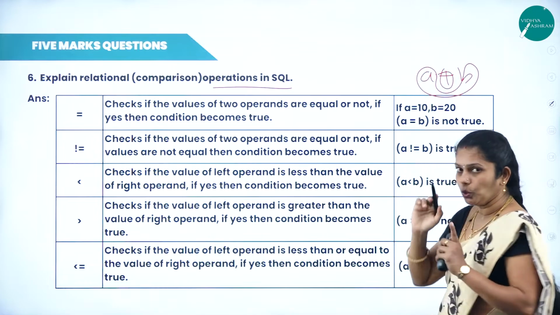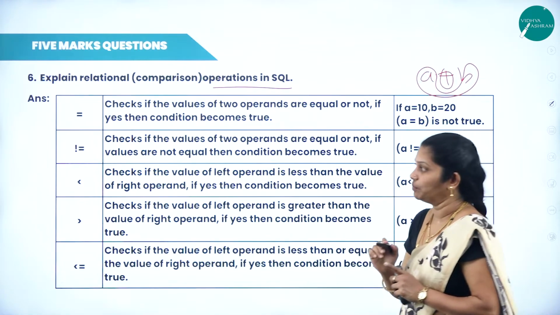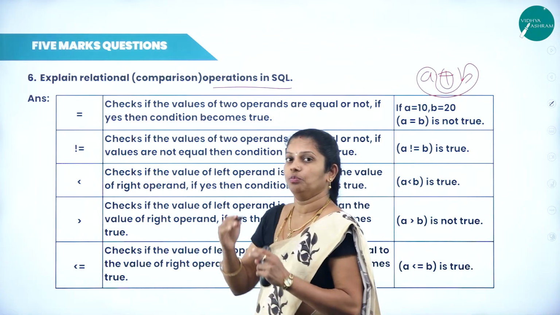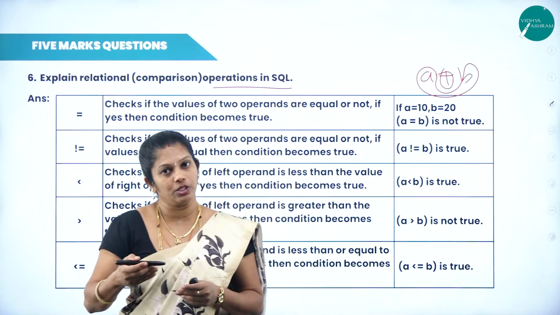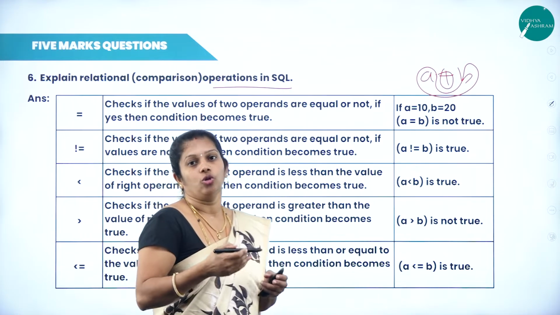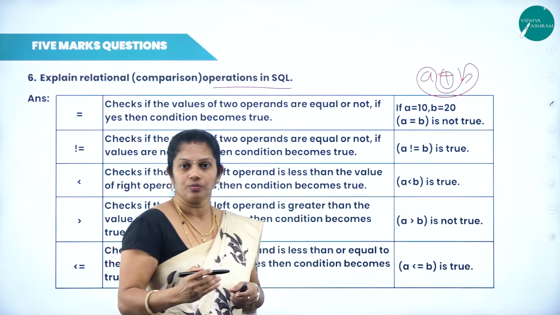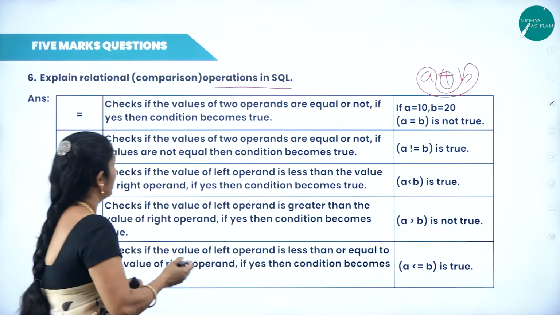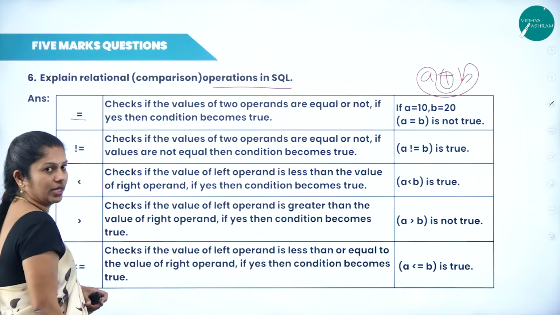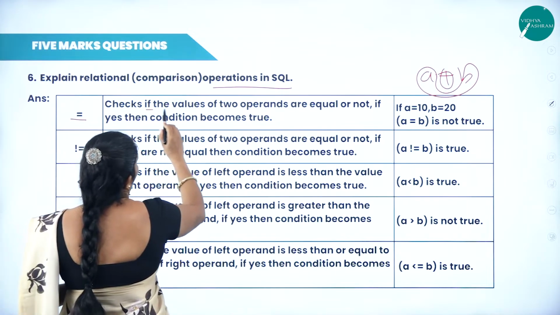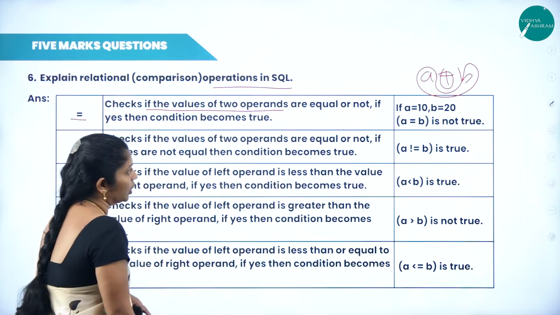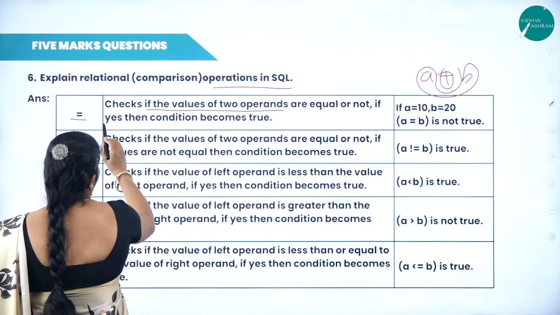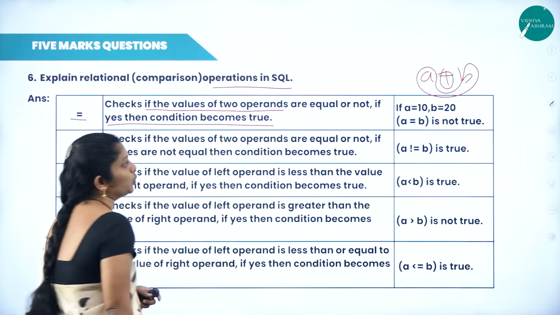In between two operands, what is the relation especially? If I want to say the relation, both are equals, greater than or equals to, less than or equals to, not equals to, like that, I can say the relation between two operands. Under that, the first one is equals. It checks if the values of two operands are equal or not. If yes, then the condition becomes true here.